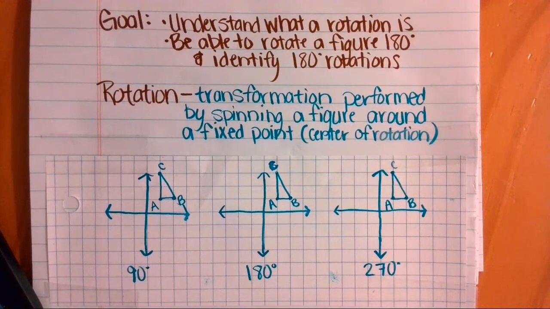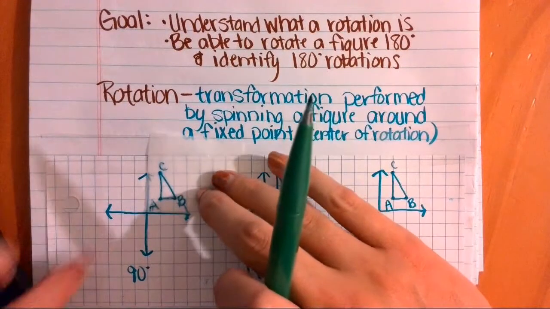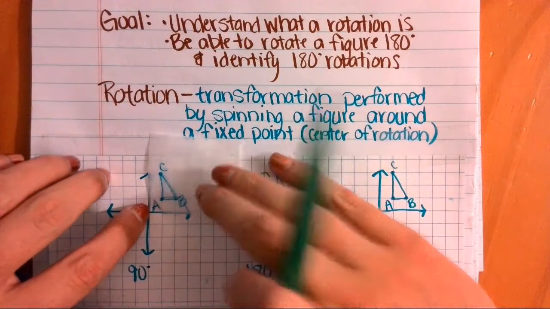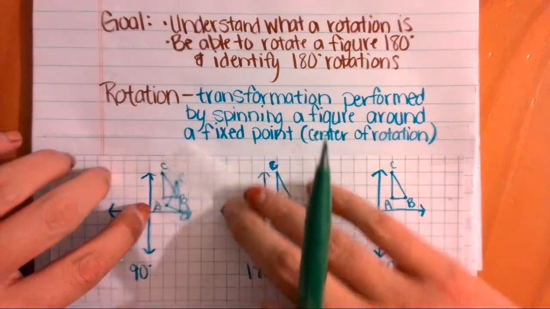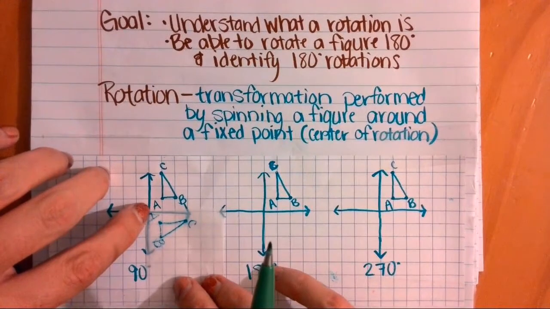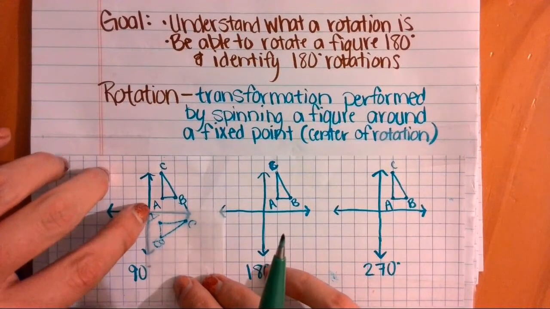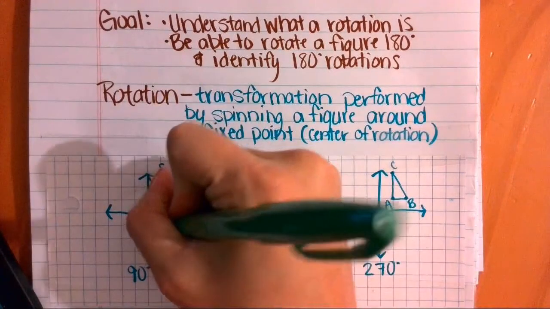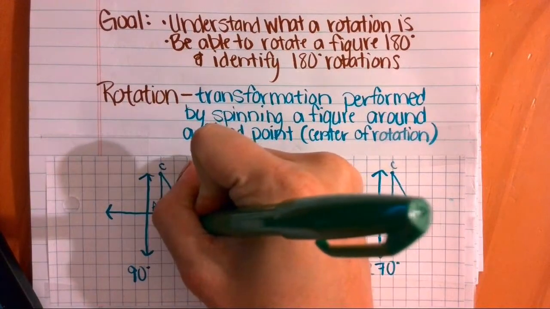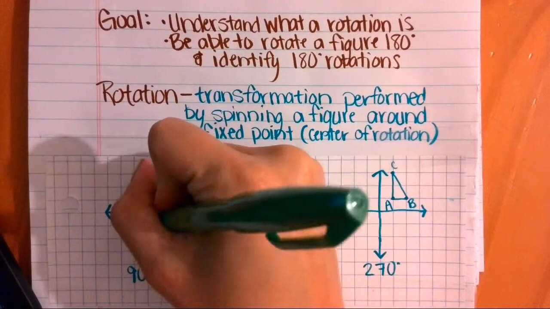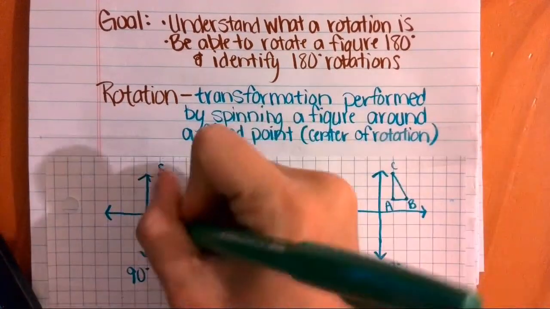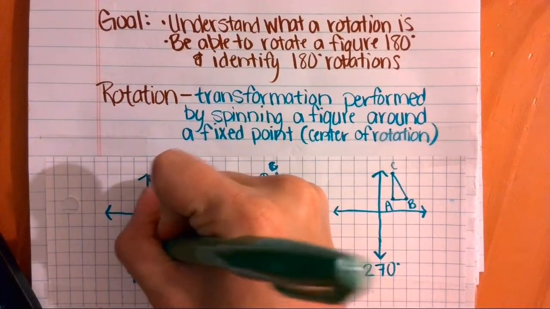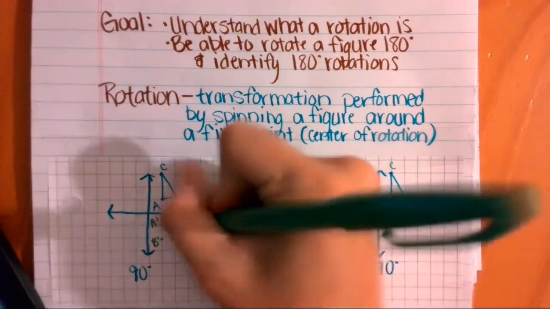I have this image already made on a little piece of patty paper. So I'm going to show you that we're going to take this image and spin or rotate it 90 degrees. We take our pre-image and we get a new image. And we'll label those points. When we label our new points, they become A prime, B prime, and C prime.